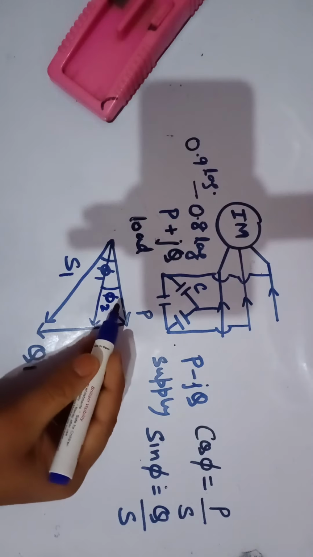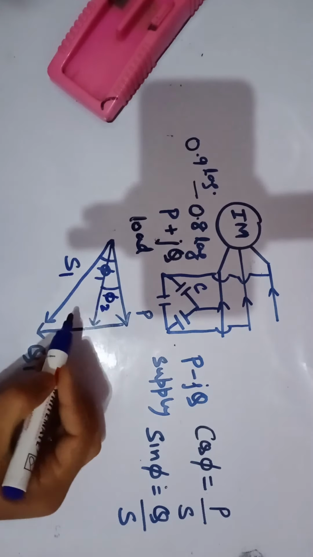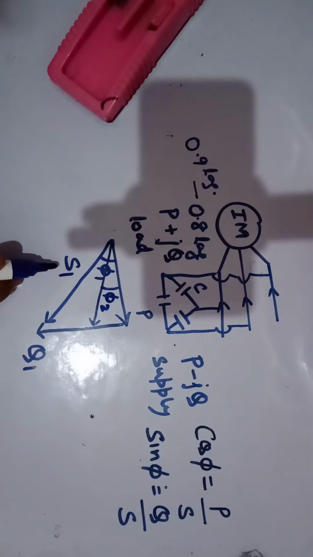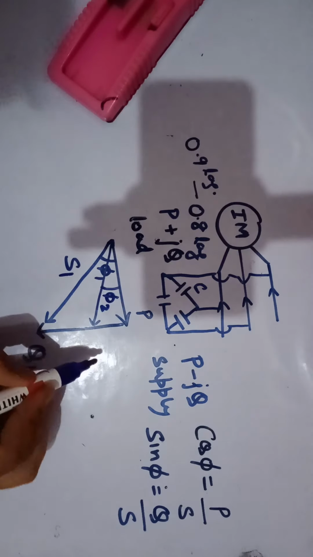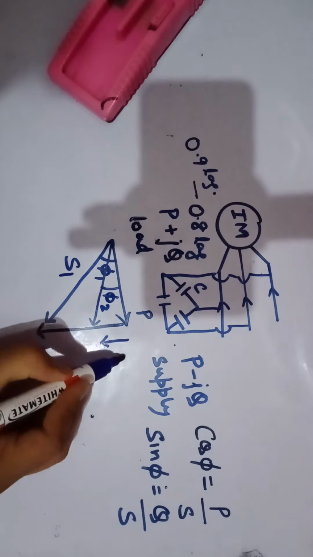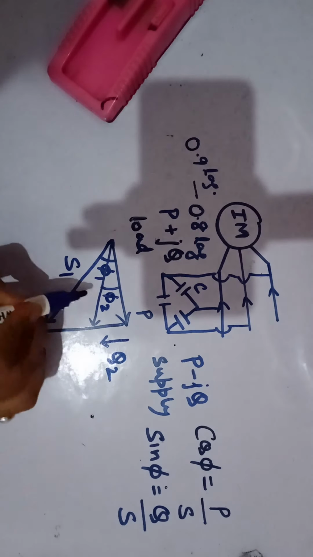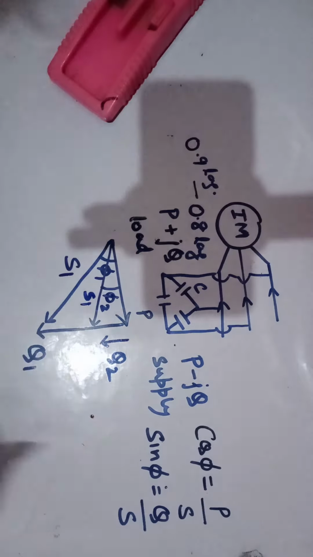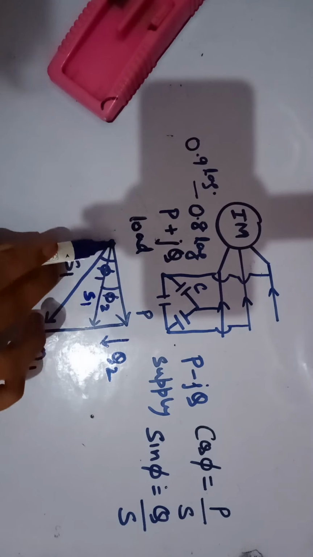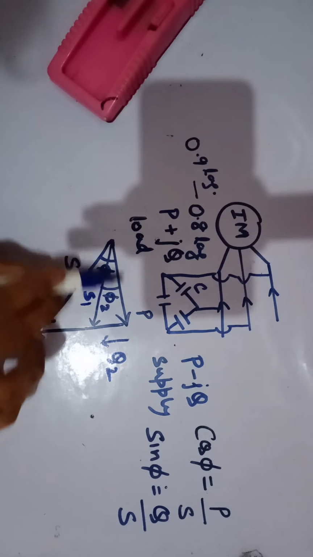It reduces the angle between your apparent power and your real power. So now it consumes this much Q, that is Q2, and it has a rating of S1. See here, your real power is unaffected. Your angle is just moved. Your real power is unaffected.